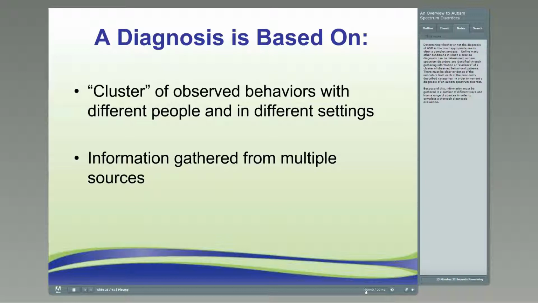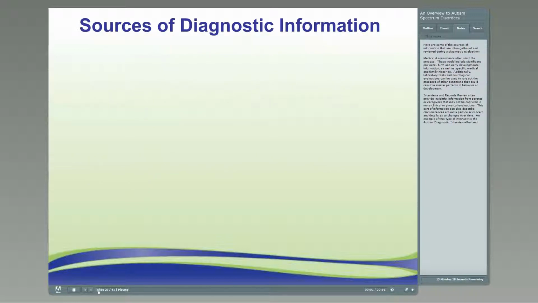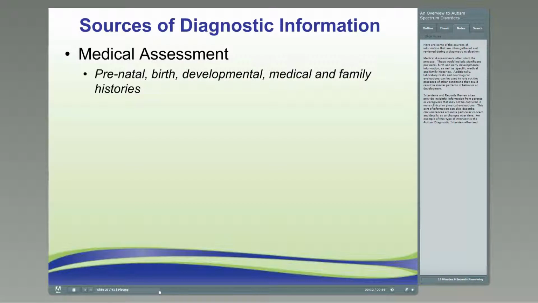Because of this, information must be gathered in a number of different ways and from a range of sources in order to complete a thorough diagnostic evaluation. Here are some of the sources of information that are often gathered and reviewed during a diagnostic evaluation. Medical assessments often start the process. These would include significant prenatal, birth, and early developmental information, as well as specific medical and family histories.